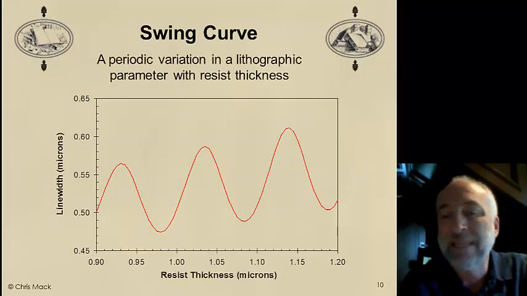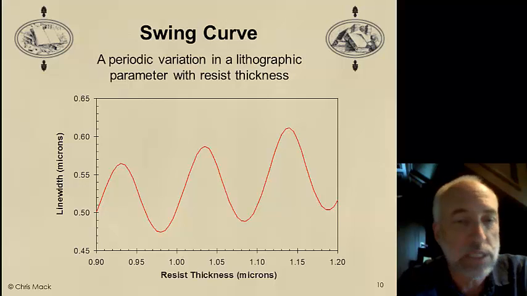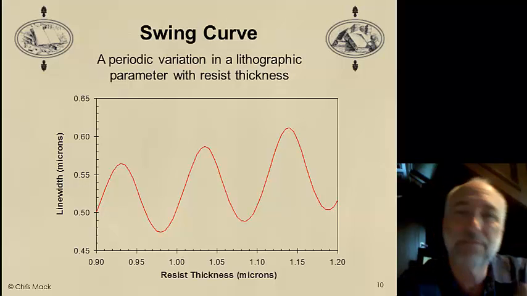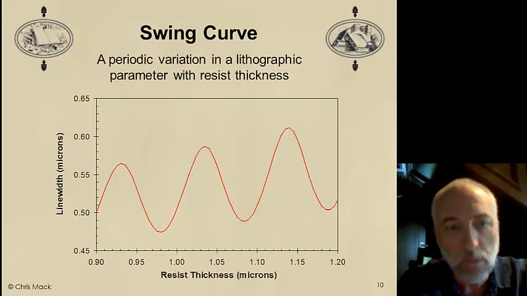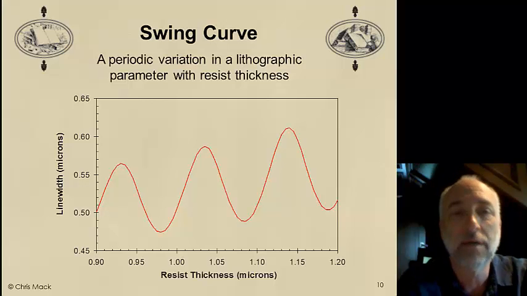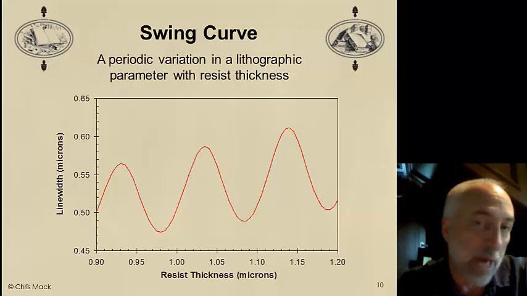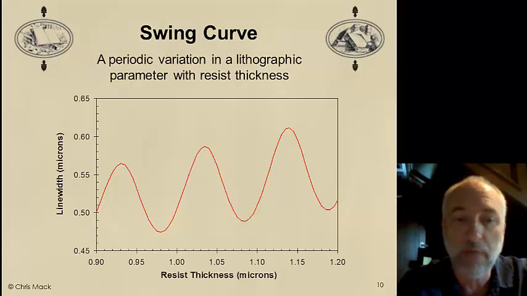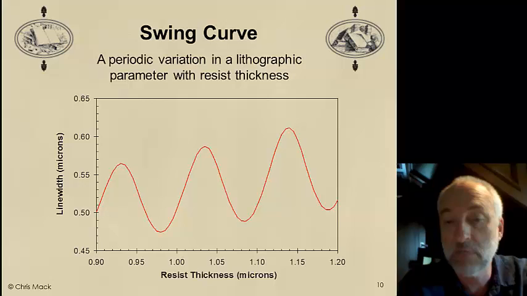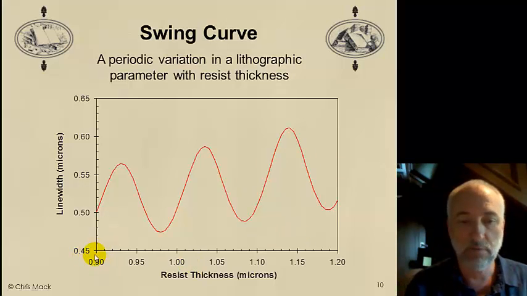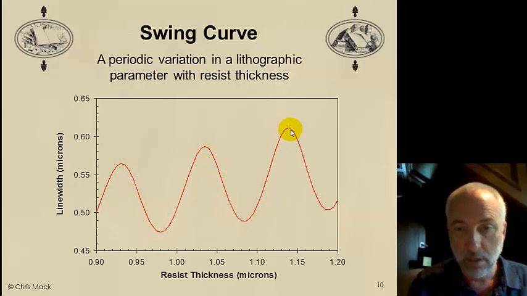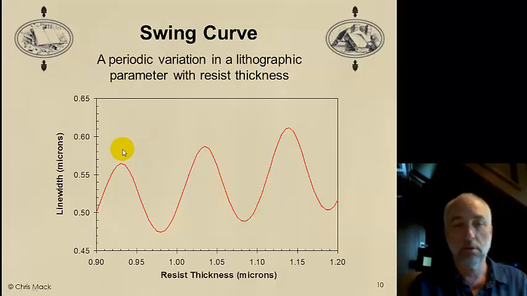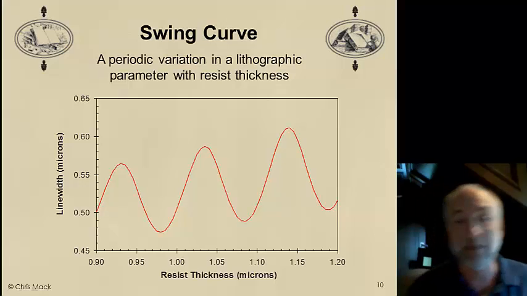Now, 2 more topics related to light propagating into a resist and standing waves. A related but different phenomenon is called a swing curve. We have found, through experience, the hard way, and then it became obvious when we thought about it, that some lithographic parameters varied in a periodic way with resist thickness. For example, if I were to measure the line width of a feature and vary the resist thickness, here I show resist thickness varying from 900 nanometers to 1200 nanometers, and I looked at the line width, I would find a sinusoidal variation in that line width. This sinusoidal periodic variation happens to have a period exactly the same as the period of our standing wave.